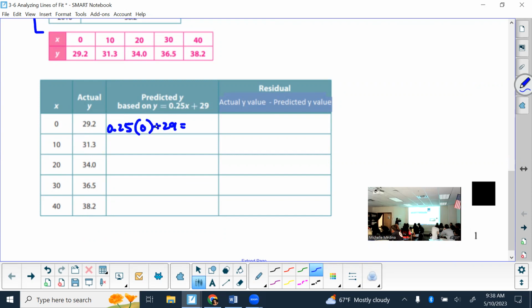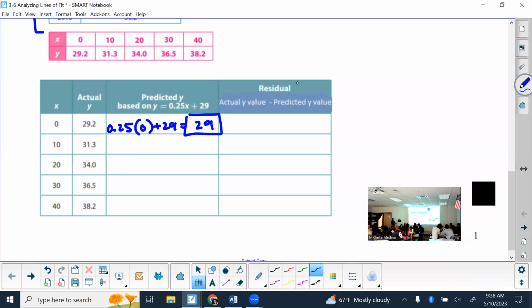So what's 0.25 times 0? 0, and then plus 29 is 29. Okay, good. So that's my predicted Y value. This is how I get it, plugging it into the chart. Questions on that?